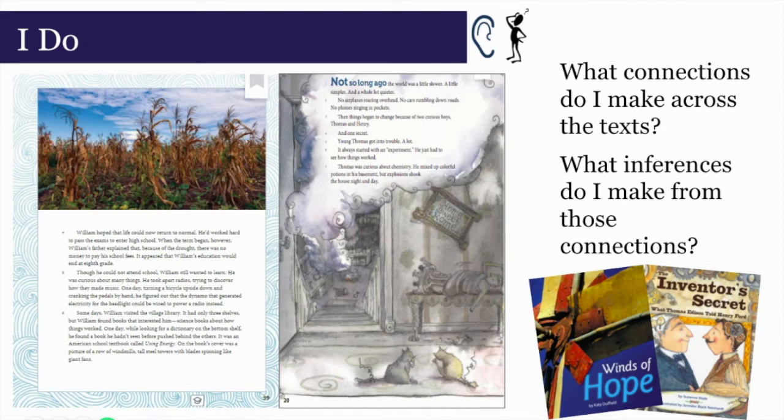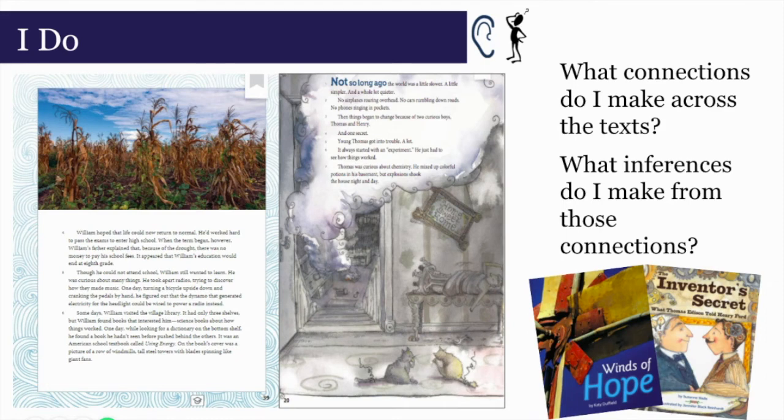It reads, he took apart radios trying to discover how they made music. This reminds me of Henry and Thomas in The Inventor's Secret. Both Henry and Thomas took things apart because they were curious and wanted to learn. I can infer that the authors would agree that curiosity is a trait that inventors have. I can infer that learning how things work takes a lot of experimentation.